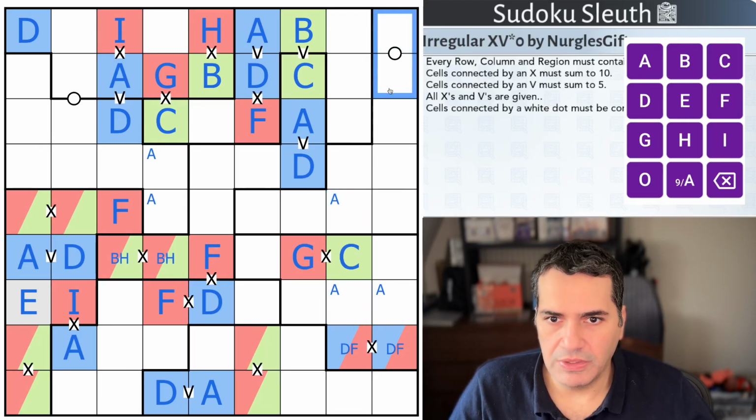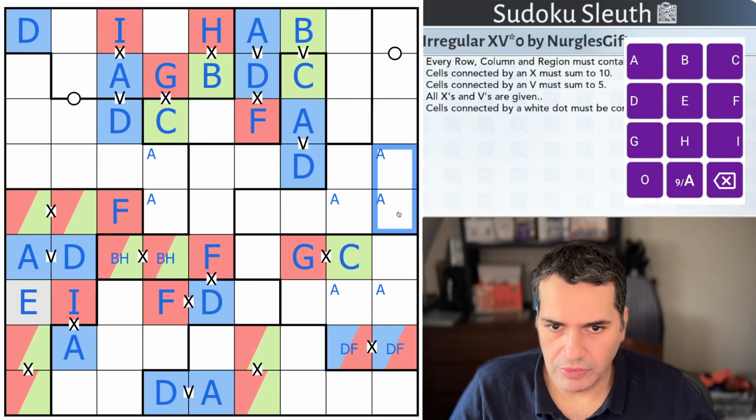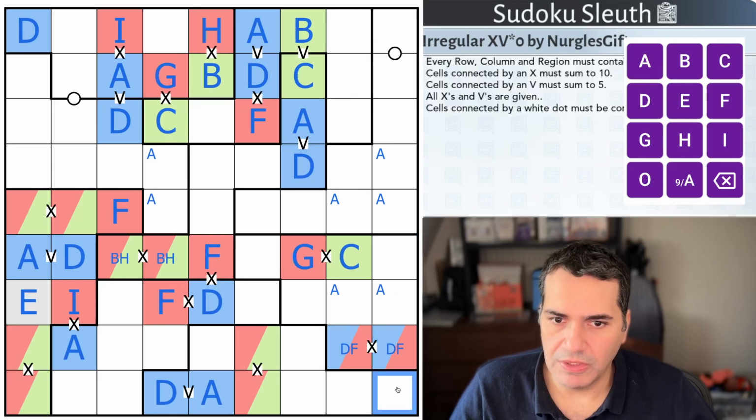And then A can't be any of these. Could be both of these, either of these. Can't be here. Could be there. Can't be here. Can't be here. That's quite unusual. Okay. Let's have a look at D quickly.